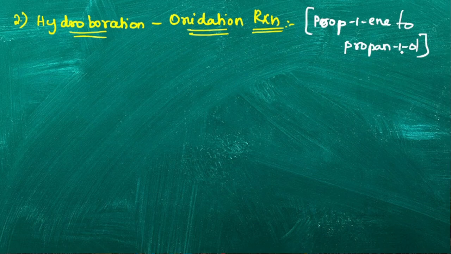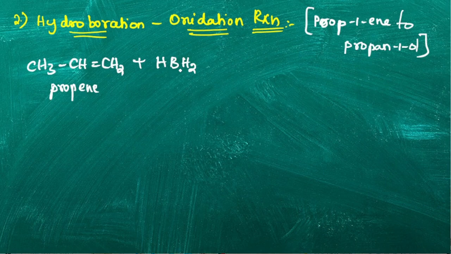So first I am taking the propene. What is your propene? CH3, CH double bond CH2. Now to the propene you are going to add BH3. When you add BH3, it is going to split into H plus and BH2 minus. So what will happen? H plus and BH2 minus.